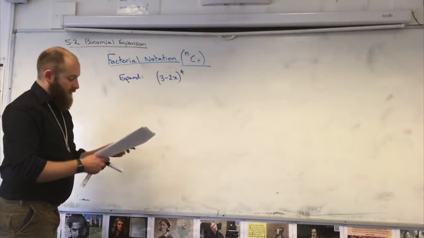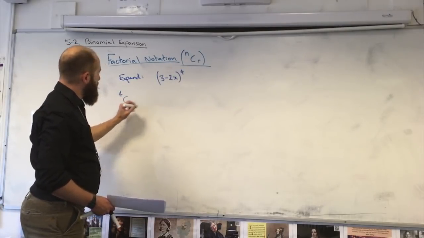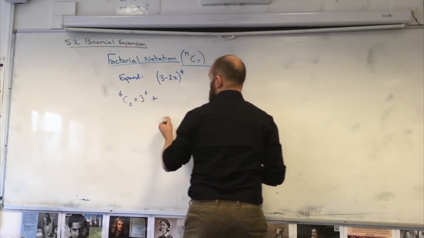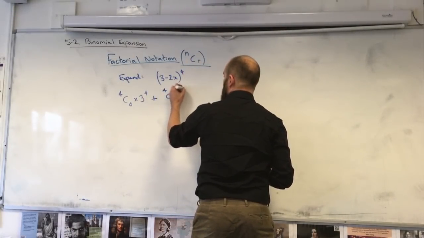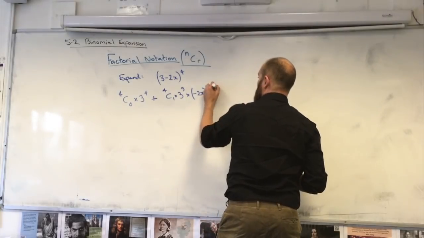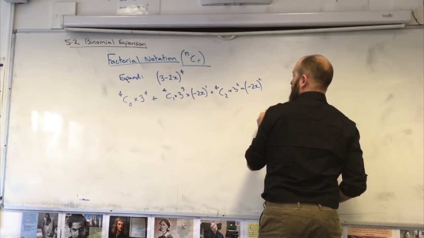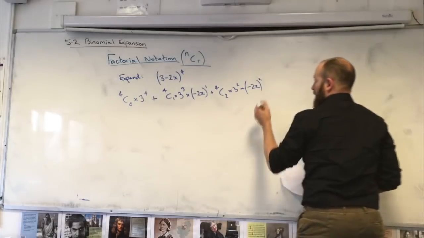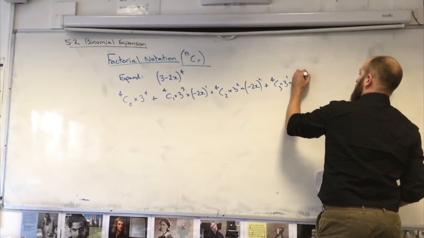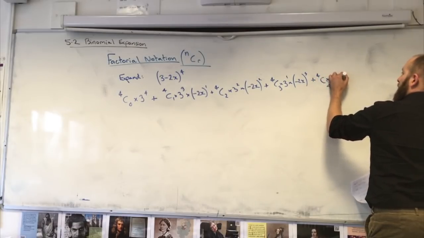So if I want to expand this using this nCr method, my first term is going to be 4C0, no x's at the moment, times 3 to the power 4, plus the next term, 4C1, 3 to the power 3, power goes down, times minus 2x, power 1, plus 4C2, times 3 squared, times minus 2x squared. So again, remember the powers will add up to 4 each time, plus 4C3, 3 to the power 1, minus 2x cubed, and the last term plus 4C4 times minus 2x to the power 4.